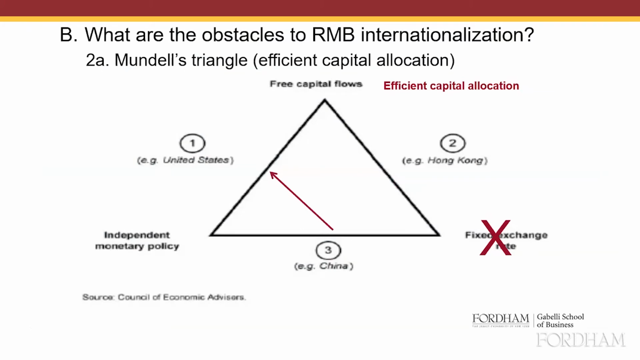The second obstacle to renminbi internationalization comes from Mundell's Triangle. When China abandoned the fixed exchange rate and moved from here to here, China would be able to have free capital flow. And in theory, free capital flow is a positive because free capital flow encourages or forces efficient capital allocation. Because when you have free capital flow, money will freely move away from the losing sector to the winning sector.